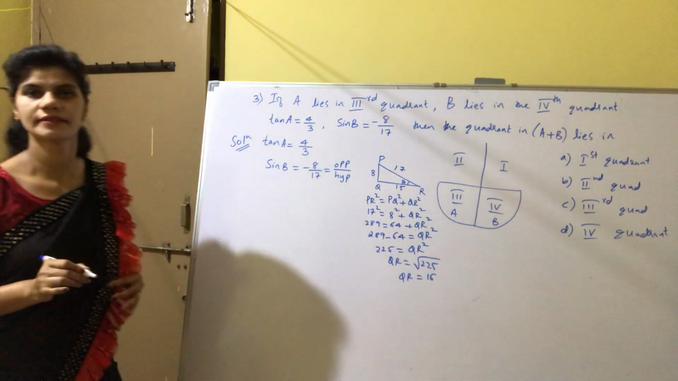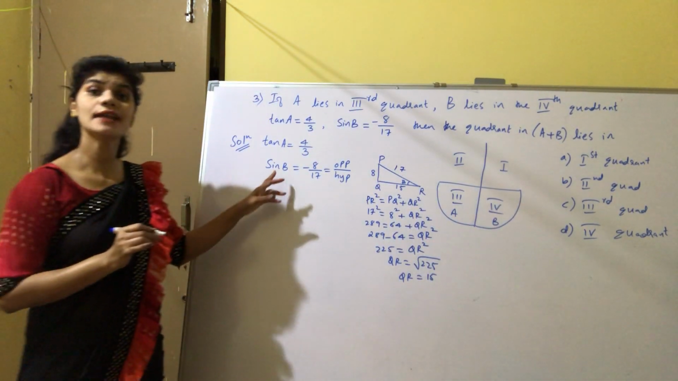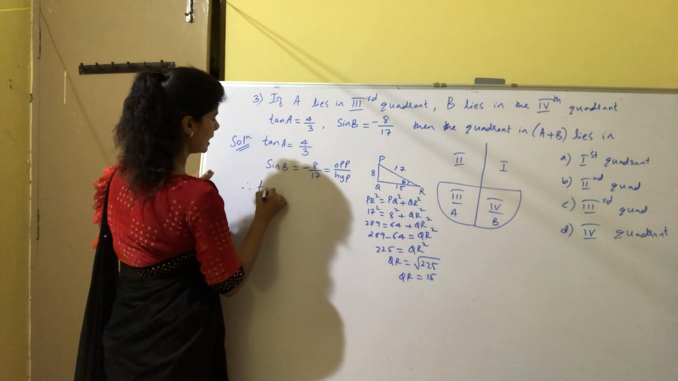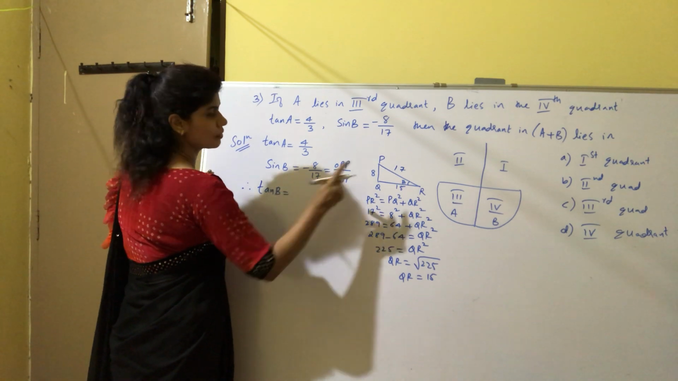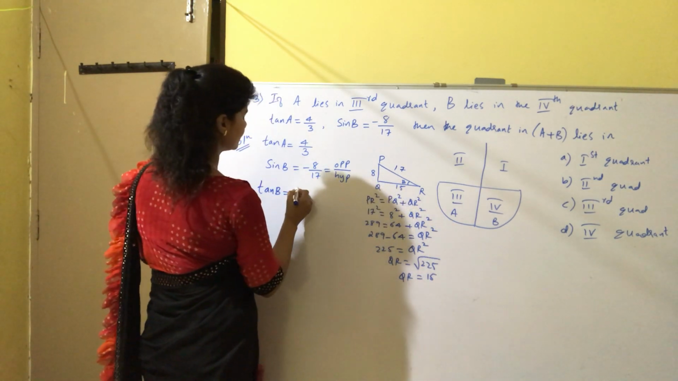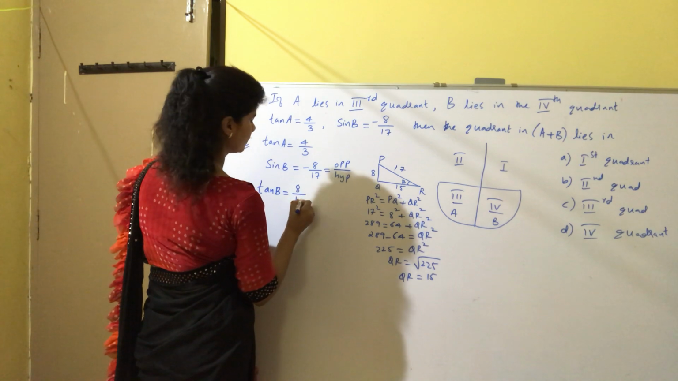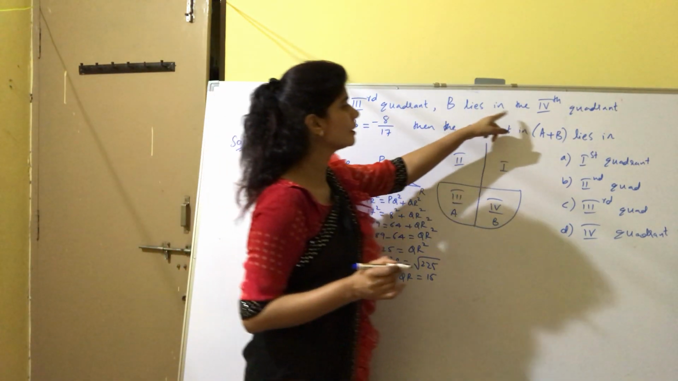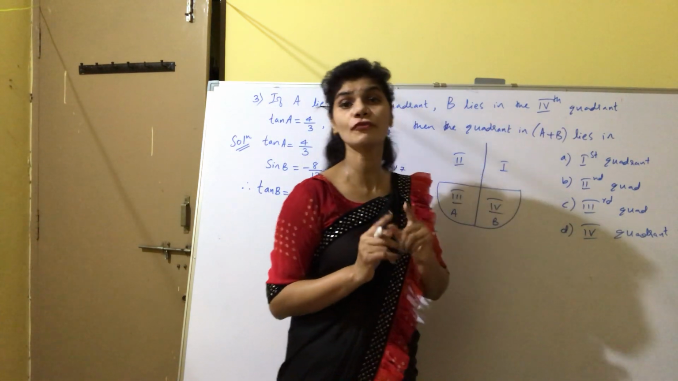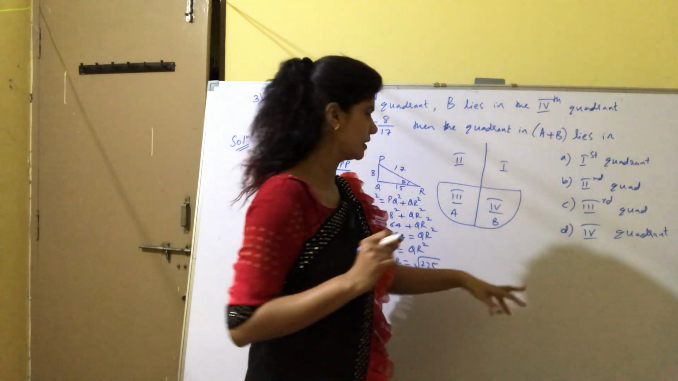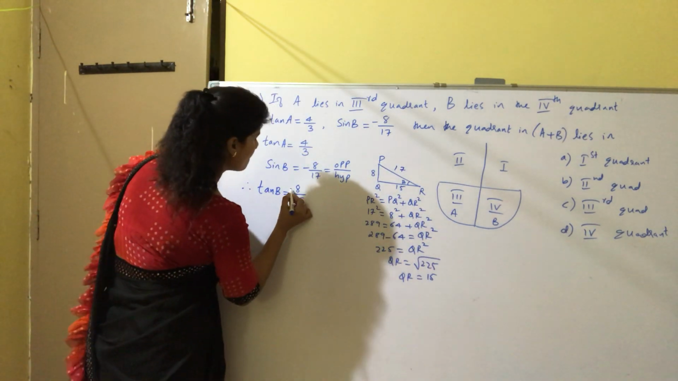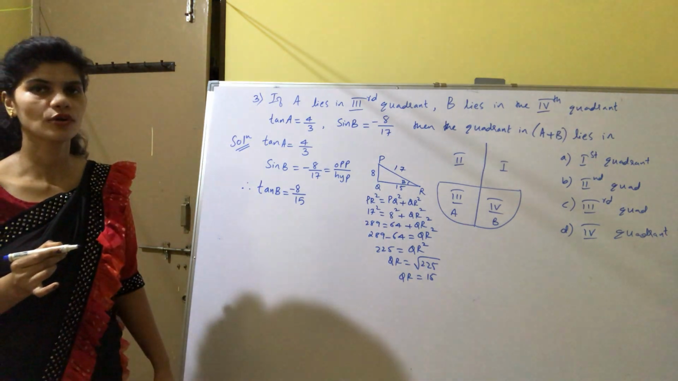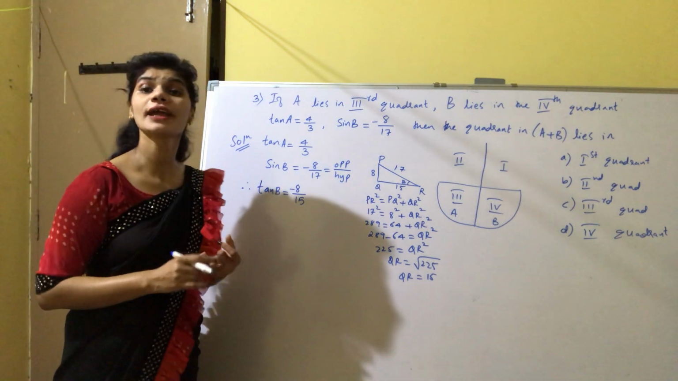15 is its length. Now find tan B from it. We know the other side also, therefore tan B is equal to opposite by adjacent. But B is lying in which quadrant, children? It is lying in the 4th quadrant. Tan will be negative in the 4th quadrant. Therefore, tan B is minus 8 by 15. Now find tan of A plus B.